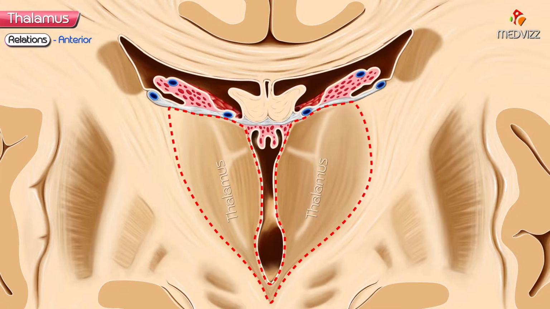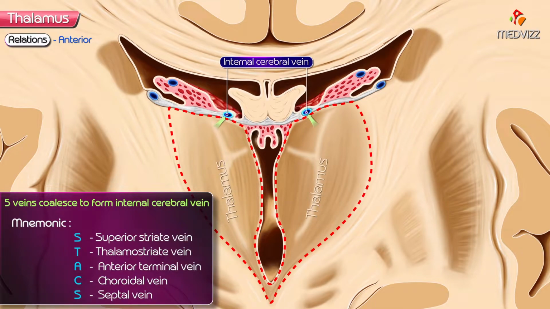Additionally, other than the interventricular foramen of Monro, there are 5 veins that coalesce to form the internal cerebral vein at the anterior end of the thalamus. We can clearly see the internal cerebral vein at the anterior end of the thalamus over here. These vessels can be remembered by the mnemonic STACS: the superior striate, thalamostriate, anterior terminal, choroidal and septal veins. All these are structures related to the thalamus.